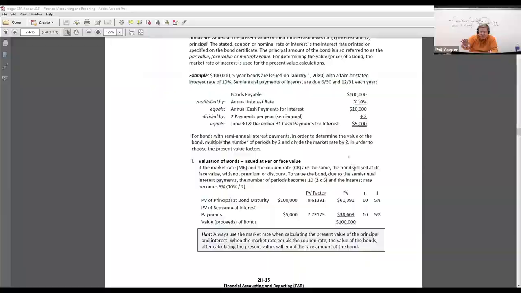Sorry, semi-annually. The yield is 10% annually, so the yield will be 5% semi-annually. Do you see that? So we get a total of 0.61391. I'll show you examples of this in a second.